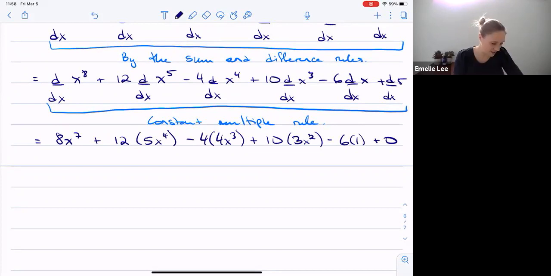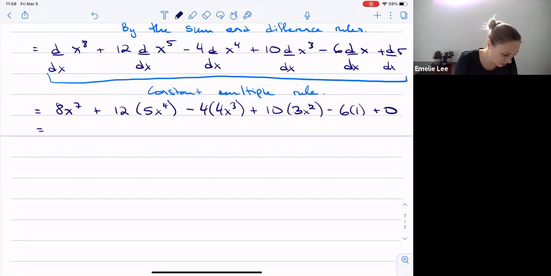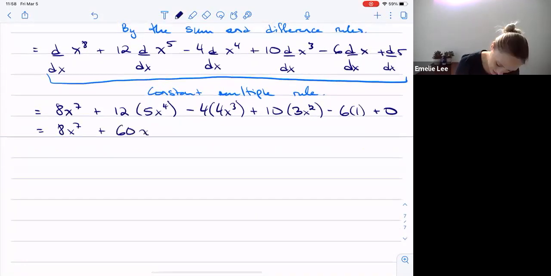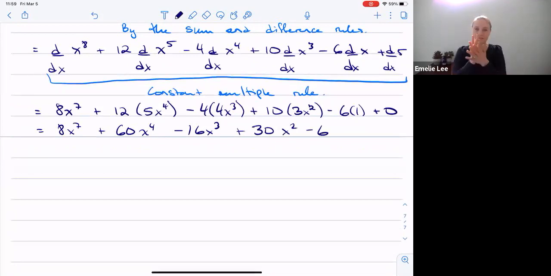Or if you wanted to, expanding this out, 12 times 5 is 60, 4 times 4 is 16, and 10 times 3 is 30. So I get 8x to the 7 plus 60x to the 4 minus 16x to the 3 plus 30x squared minus 6. Done and dusted. Noticing that the power has decreased by 1, which is what we found earlier.